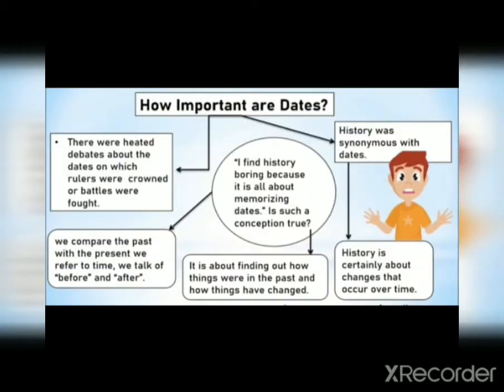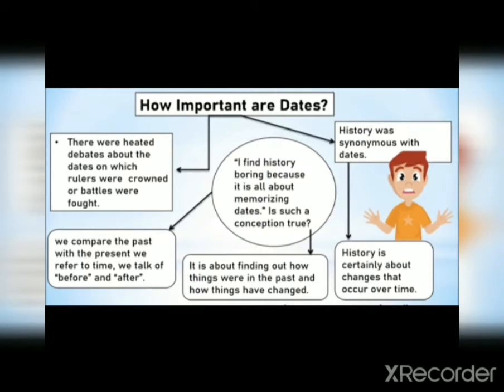So, how important are the dates? Let's first start with that. How important are dates, students? There was a time when historians were fascinated with the dates. Who is a historian? A historian is a person who studies and writes about the past. That time was different, when historians were fascinated with dates. Which ruler was crowned, or when were battles fought? There were always heated debates about these dates.